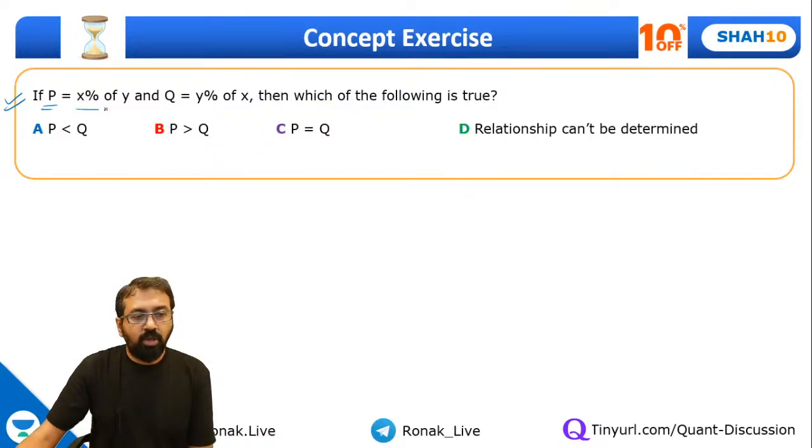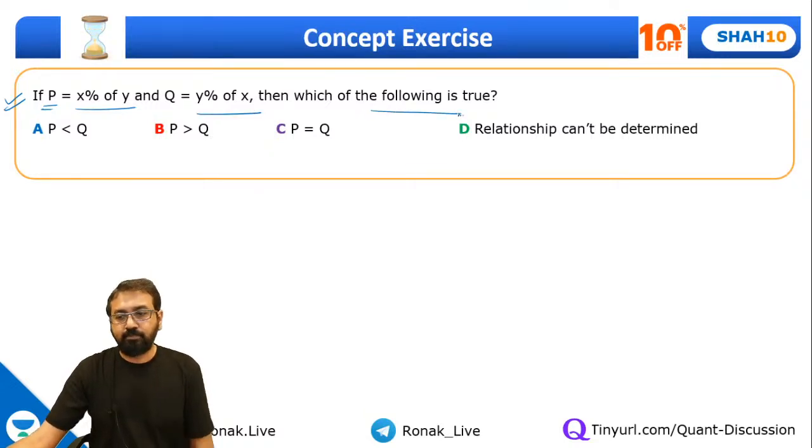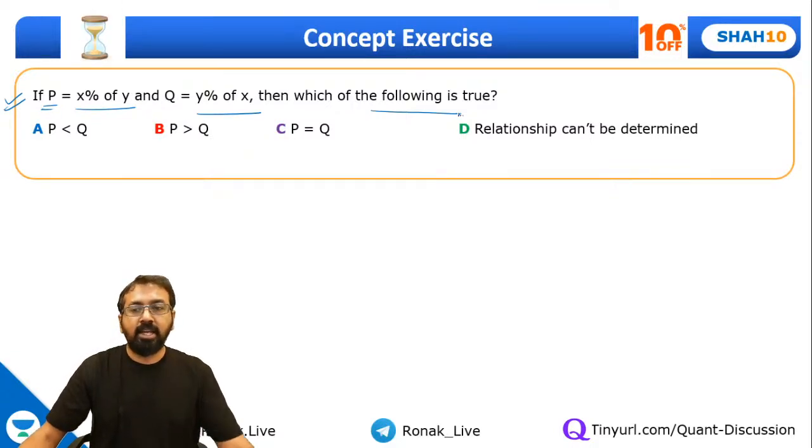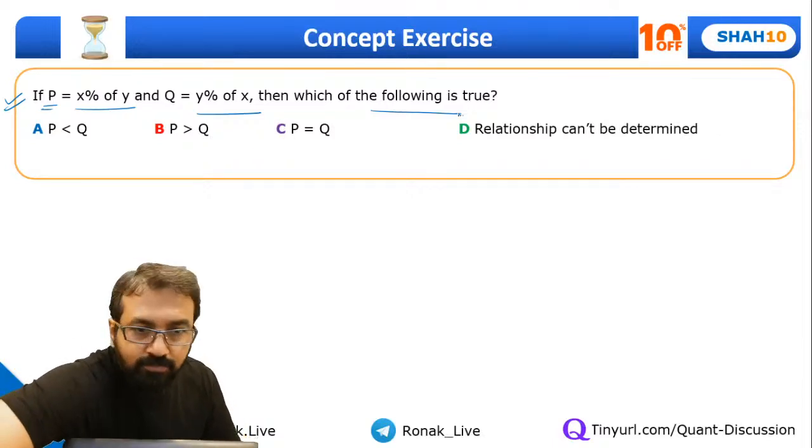P is equal to x% of y and Q is equal to y% of x. Then which of the following is true? Guys, can you quickly figure out?